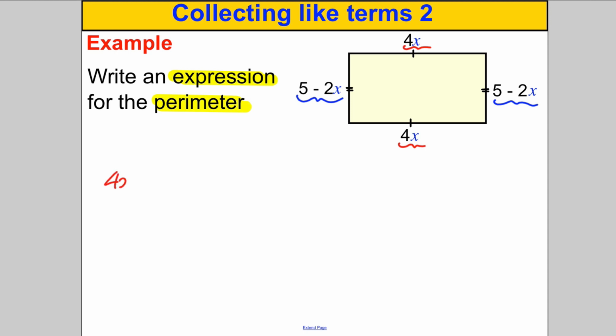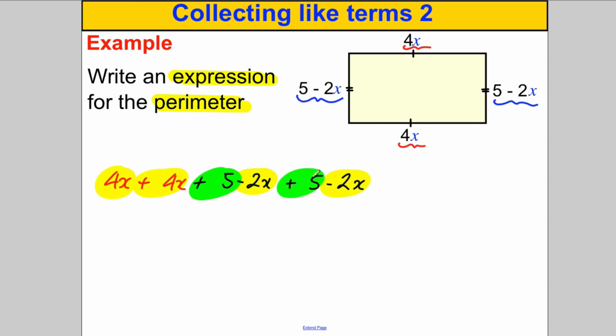We're going to have 4x, and we're going to add another 4x, and then we're going to add 5 subtract 2x, and another 5 subtract 2x. And this is just about collecting like terms, isn't it? We've got 4x's, add another 4x's, take away a 2x, take away a 2x, and we've got ourselves positive 5, add another 5. So collecting like terms for that is going to be nice and easy.